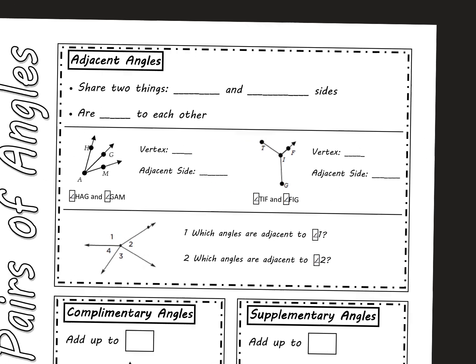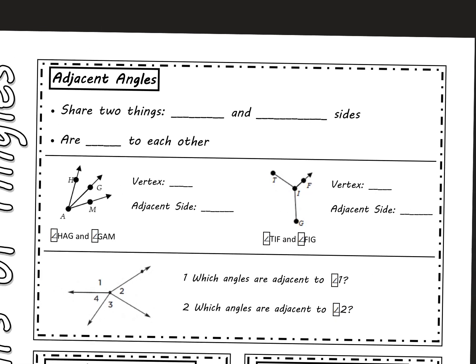So when we are talking about angles, we first off can talk about adjacent angles. Adjacent angles are going to share two things. They're going to share a vertex and they are going to share an adjacent side. All right, and guys, that's just another way of saying it's going to have one side that's the same. And then they are next to each other. Next to each other, that's the definition of adjacent, y'all. So next to and adjacent mean the same thing.